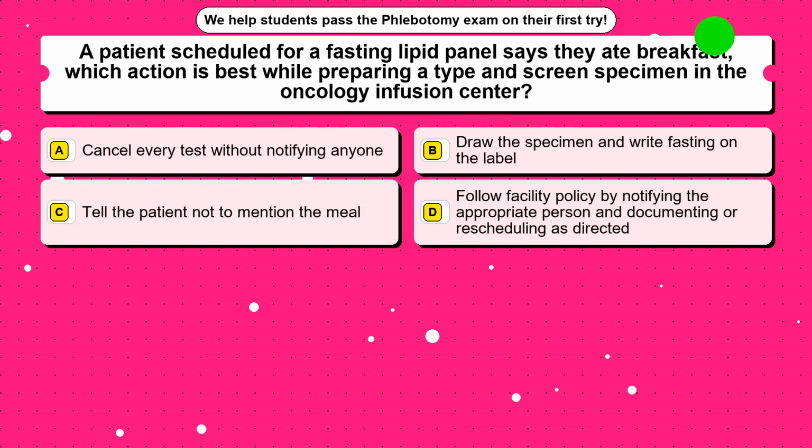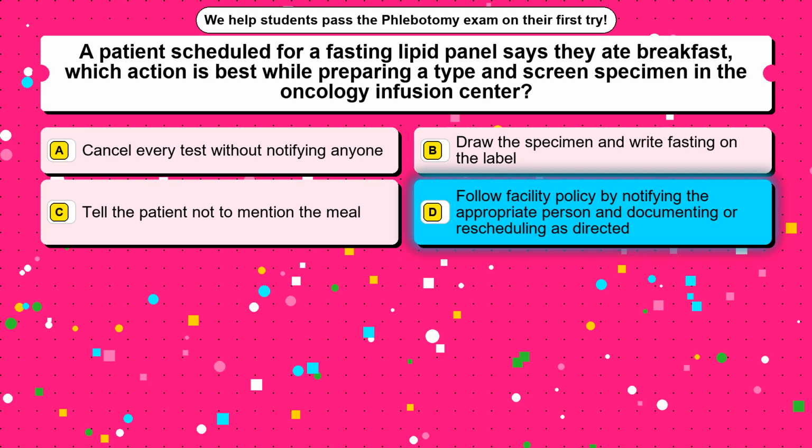Question 56. A patient scheduled for a fasting lipid panel says they ate breakfast. Which action is best while preparing a type and screen specimen in the Oncology Infusion Center? Option A, cancel every test without notifying anyone. Option B, draw the specimen and write fasting on the label. Option C, tell the patient not to mention the meal. Option D, follow facility policy by notifying the appropriate person and documenting or rescheduling as directed.